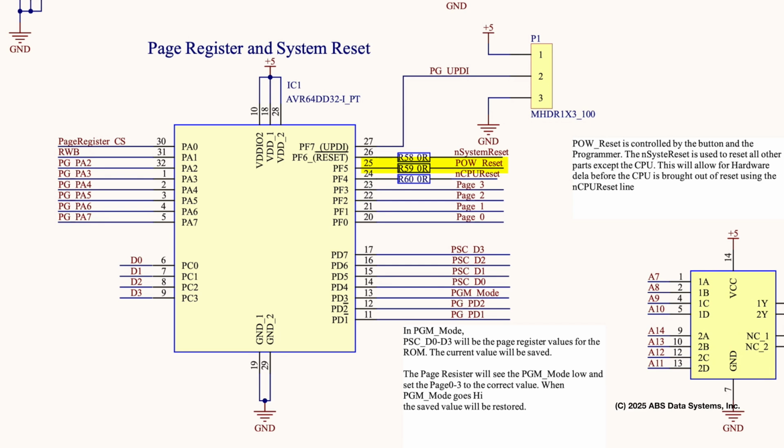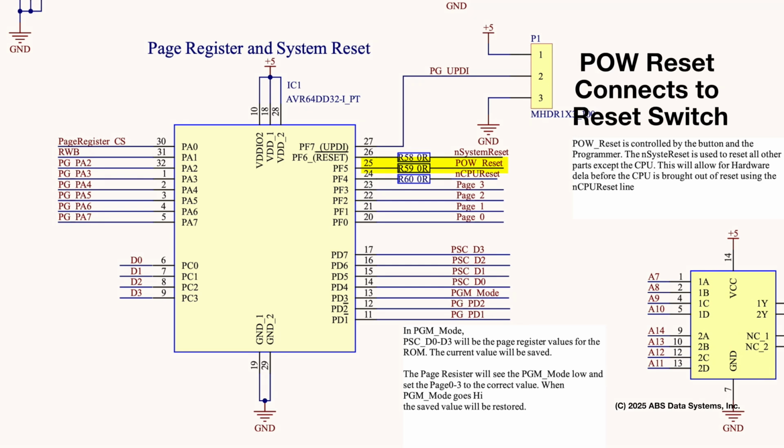The power on reset line is not connected to the CPU. It is connected to the page and system reset chip. This is one of the AVR processors I keep talking about. The AVR chip will boot up and look at the power on reset line. The AVR operates in 2 modes, power on and power on reset.